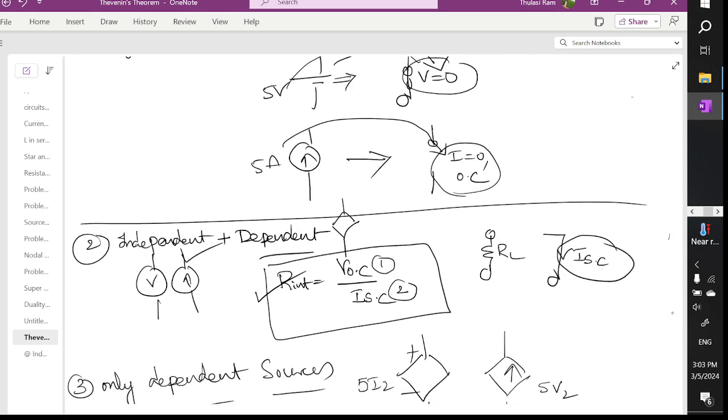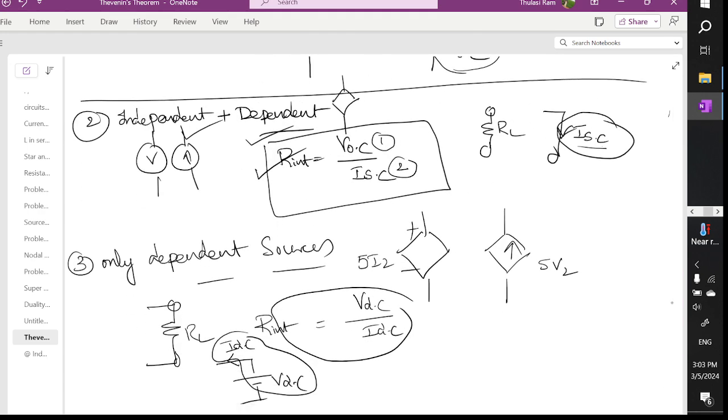If you have independent and dependent sources, what to do? Then you remove the load resistor, short circuit it, mark the current as the short circuit current and find that short circuit current. You divide the open circuit voltage from the first step by the short circuit current from the second step. Then you can find R internal.